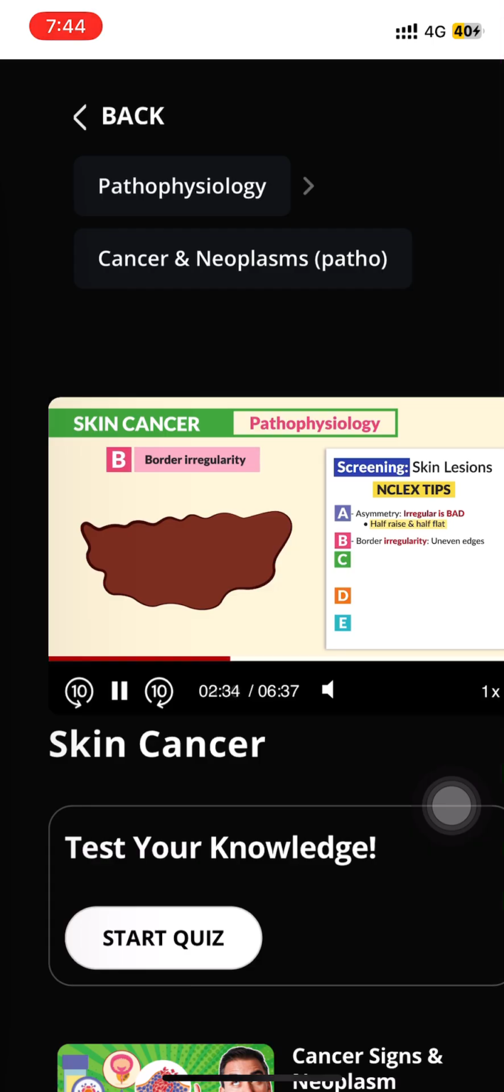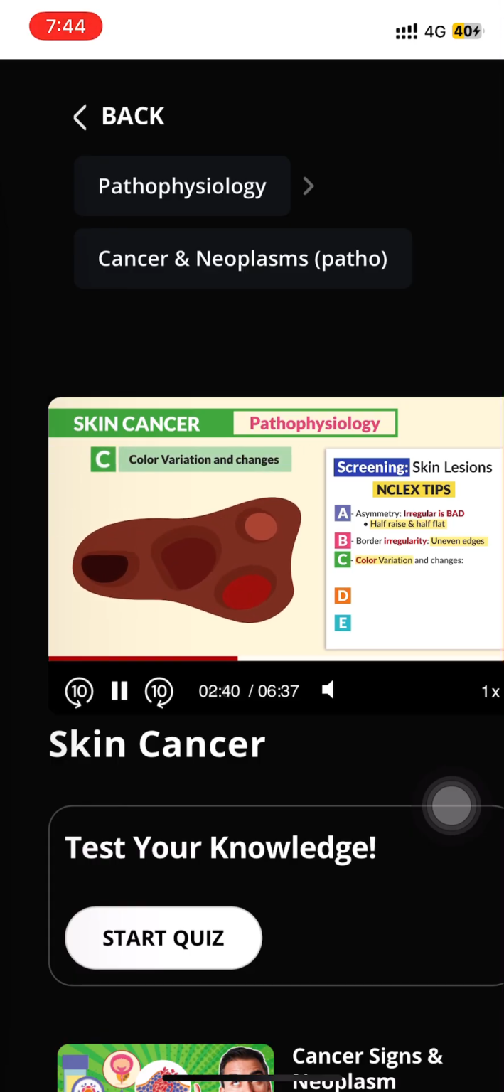Now B is for border irregularity. Remember, irregular is the key term, with uneven edges. So write that down. C is for color variation and changes. We do not want a mix. So a mix of brown, tan, black, and even red, or the worst here, a black or dark lesion, are typically indicating of necrosis. Not a good sign.